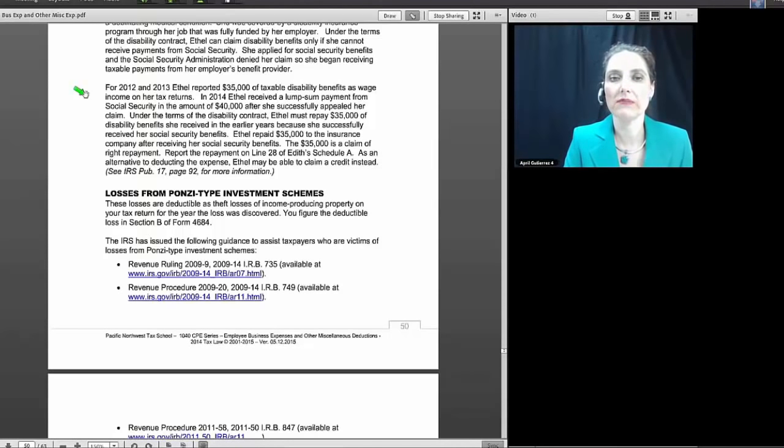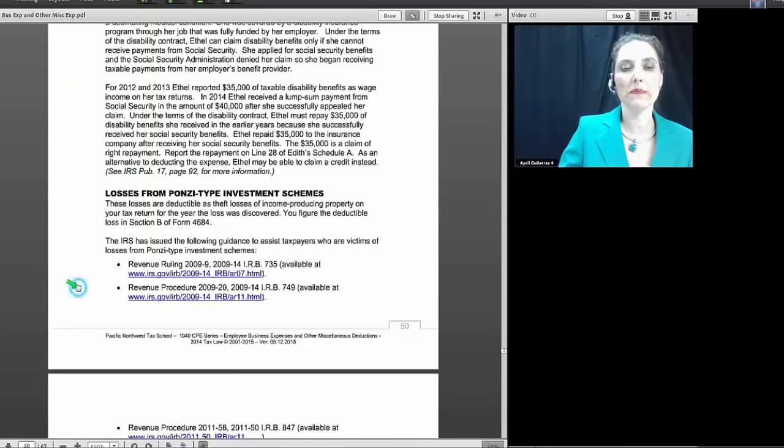Under the terms of the disability contract, she must repay $35,000 of disability benefits she received in the earlier years because she successfully received her Social Security benefits. Ethel repaid $35,000 to the insurance company after receiving her Social Security benefits. The $35,000 is a claim of right repayment. You're going to report that repayment on line 28 of Ethel's Schedule A, and as an alternative to deducting the expense on Schedule A, she may be able to claim a credit instead. And if you want to look up how to calculate the credit, refer to Pub 17, page 92.